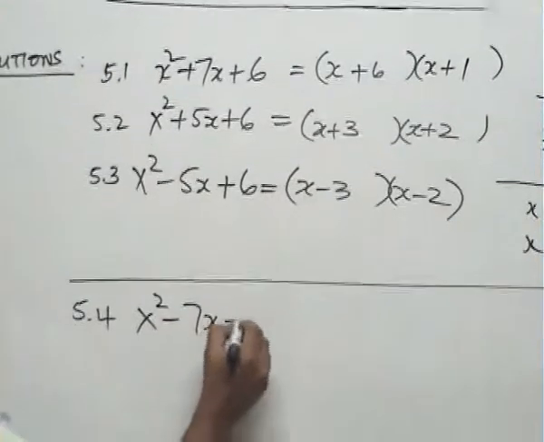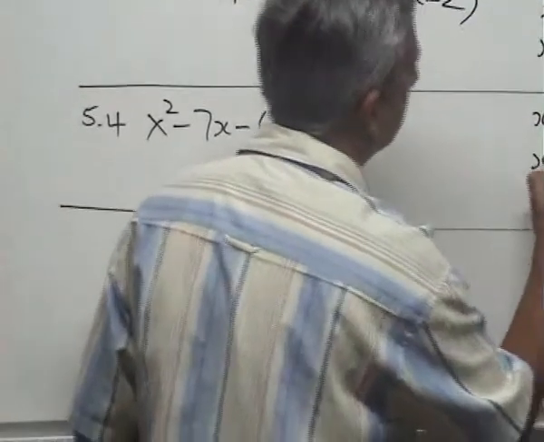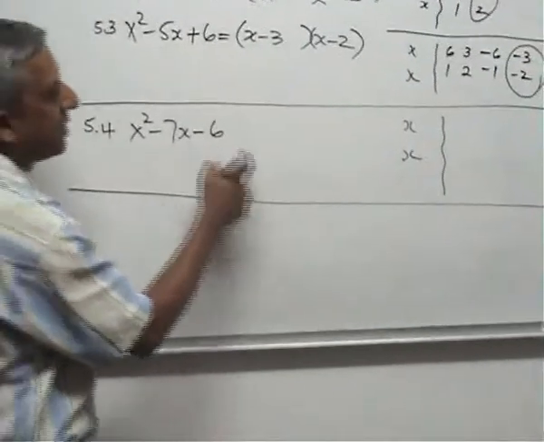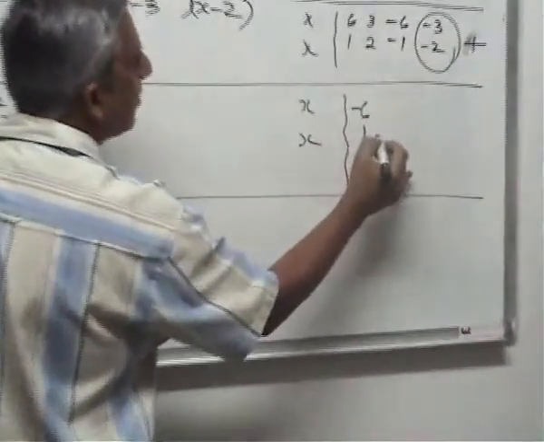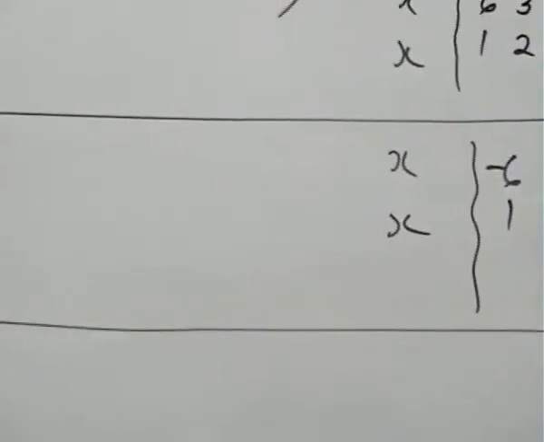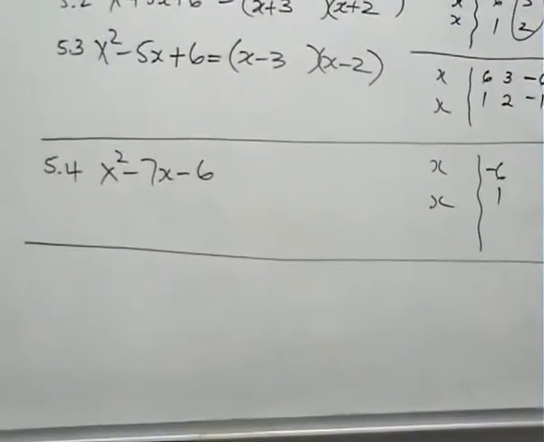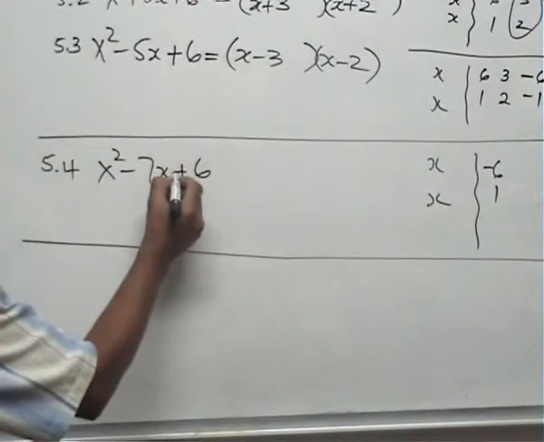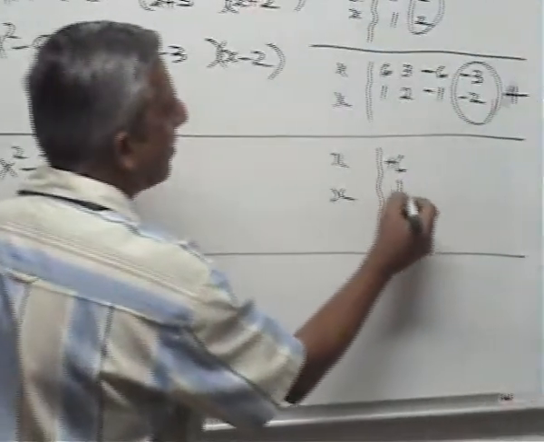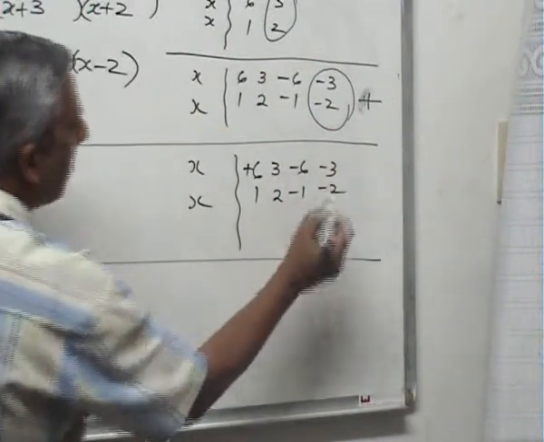x squared minus 7x minus 6. Once again, you saw x and x. Now minus 6. Sorry, what number are we doing? 5.4. It's x squared minus 7x plus 6. Sorry, it is plus 6. Right. So what times what will give you plus 6? Well, plus 6 and 1, 3 and 2, minus 6 and minus 1, minus 3 and minus 2.